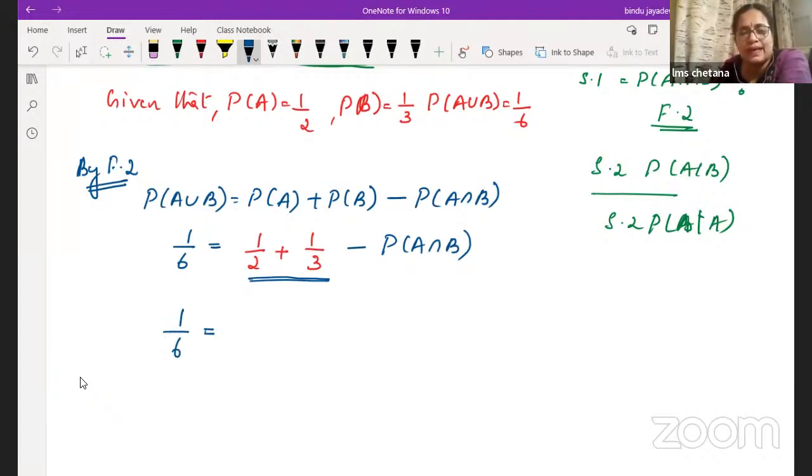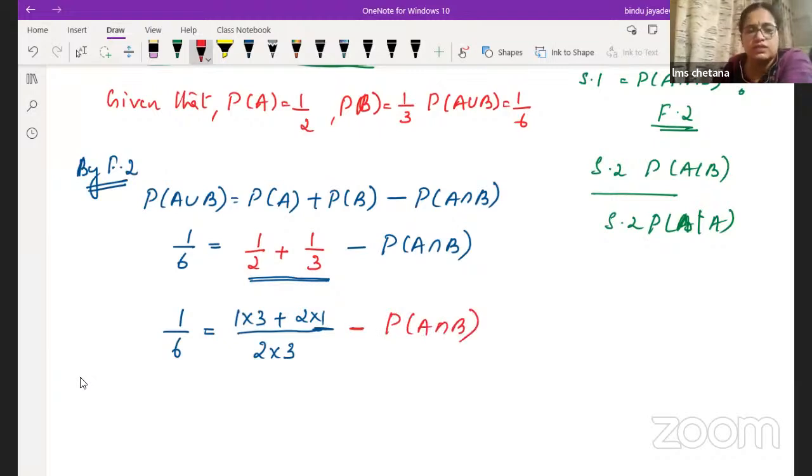Now, these two: again, fraction addition. Therefore, what are you going to do? Denominator part, multiply 2 into 3. Then cross multiply: 1 into 3 plus 2 into 1. Okay, this part is finished. Minus P of A intersection B. Therefore, this is 1 upon 6 equal to, here what will come? 3 plus 2 divided by 2 into 3, that is 6, and minus P of A intersection B, probability of.